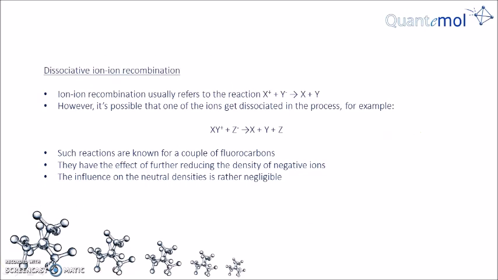Ion-ion recombination usually refers to the reaction X+ plus Y- making X plus Y. However, it is possible that one of the ions gets dissociated in the process. For example, XY+ plus Z- making X plus Y plus Z. Such reactions are known for a couple of fluorocarbons. They have the effect of further reducing the density of negative ions. The influence on the neutral densities is rather negligible.